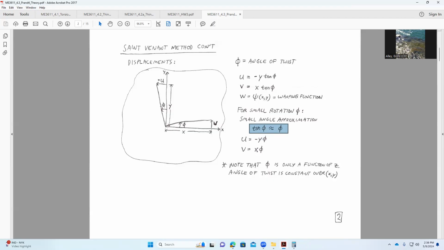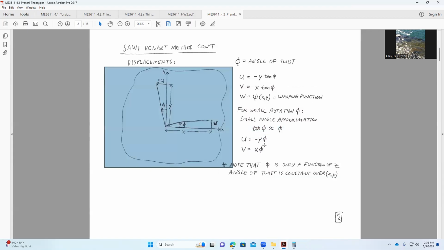So phi, our angle of twist, is the same all the way across this cross section. So that means this is constant with x and y. It's only going to change when we go further out. It'll have twisted further, go further out in the z direction, it'll twist further. So phi is just a function of z. So that's constant in terms of this xy.